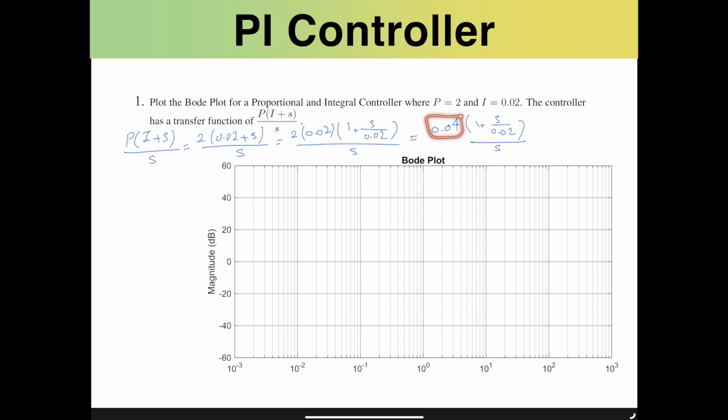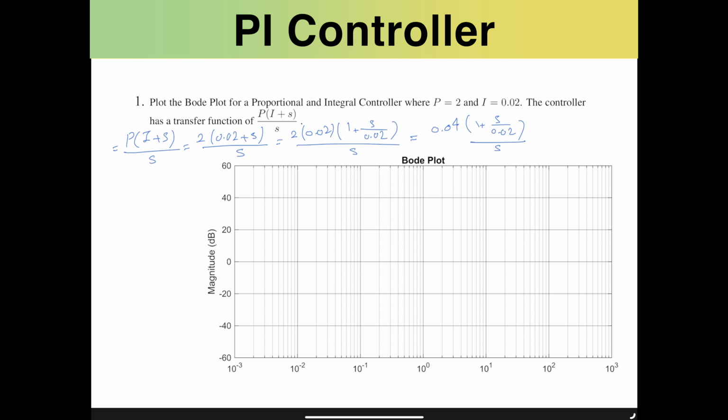First is this coefficient, which is a constant number. Then we have a zero that is happening at a frequency of 0.02 as the cutoff frequency. Then we have a pole at origin. So we need to plot three bode plots and then sum them up together at the very end. So let's start with the first one.